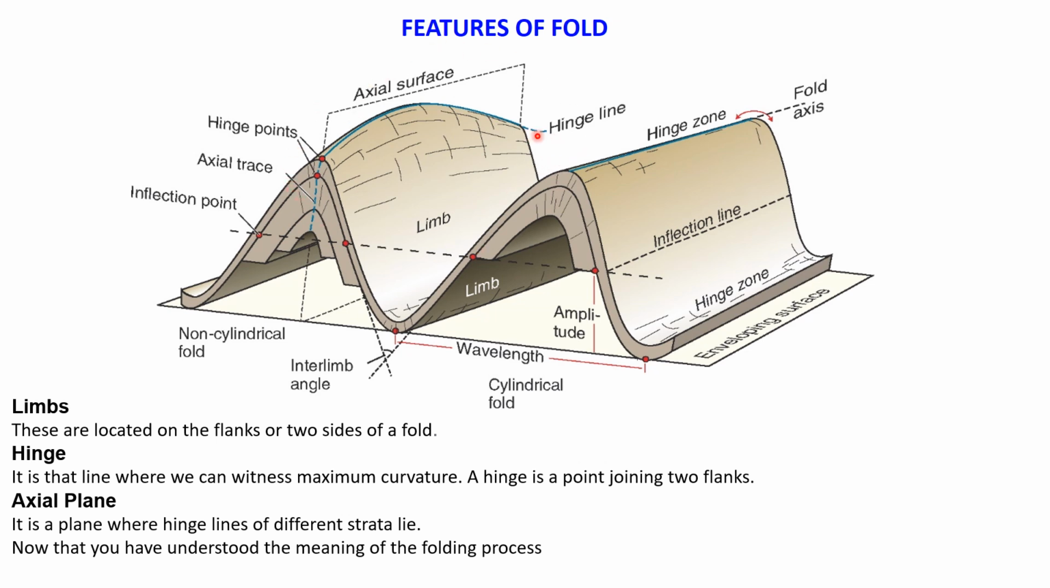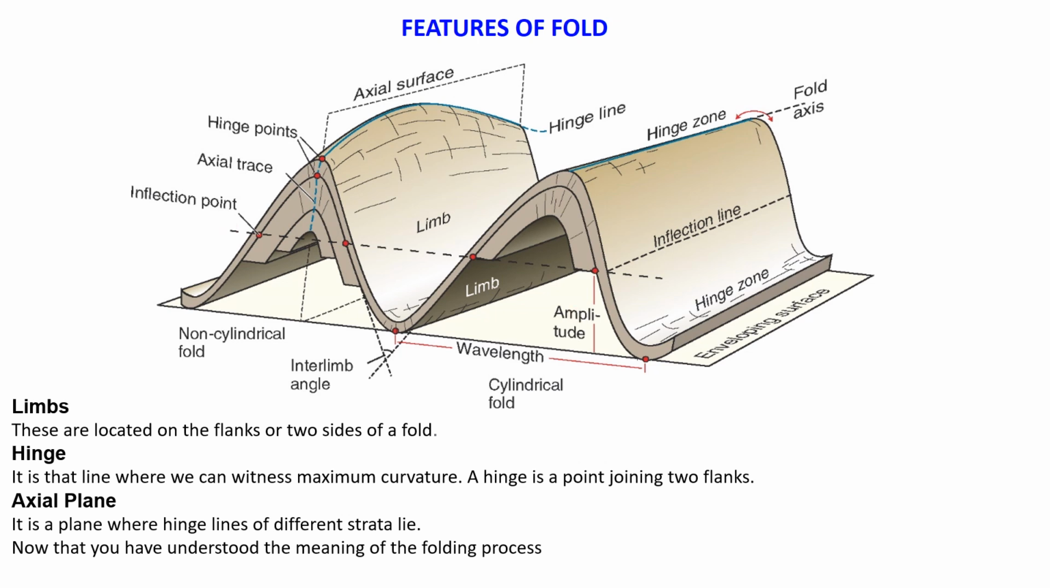This is the hinge line. There are two flanks. This is called the limb. There is the inflection point, from where the structure changes from positive to negative mathematically. This is the amplitude, you can see this is the wave amplitude. This is the hinge zone, and you can see this is also the wavelength. The wavelength of the crest is the distance between two crests or two troughs. Okay, and this is the inflection point.